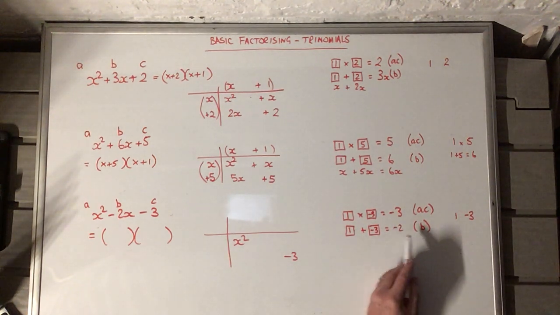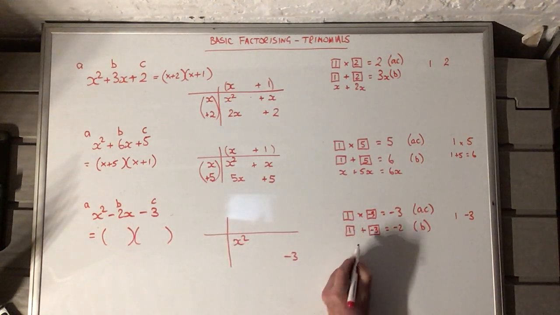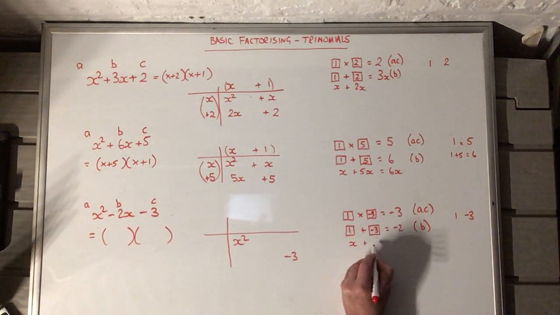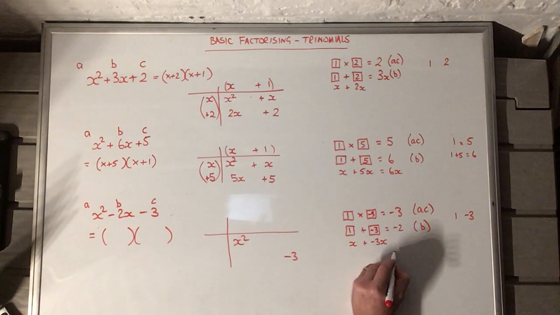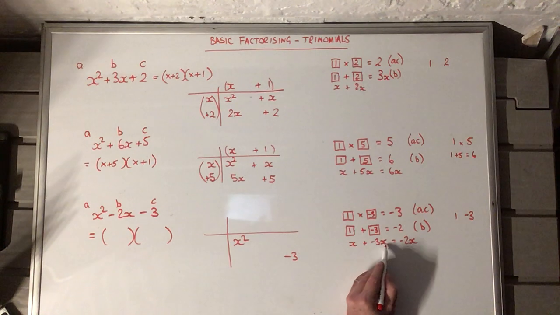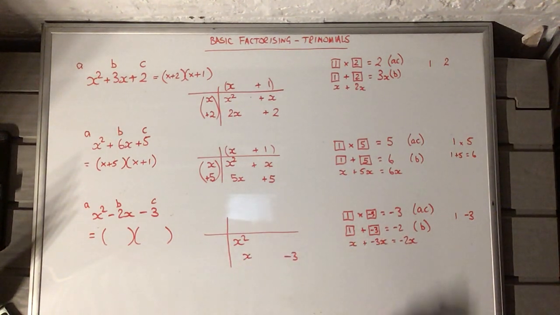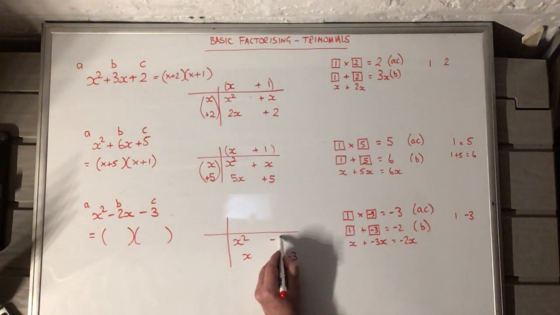But again, the middle term is in terms of x, so it's really x plus -3x, which is equal to -2x. So it's -3x and an x term that we need. So I'm just going to put the x in there, that should be easy enough, and we'll put -3x up here.